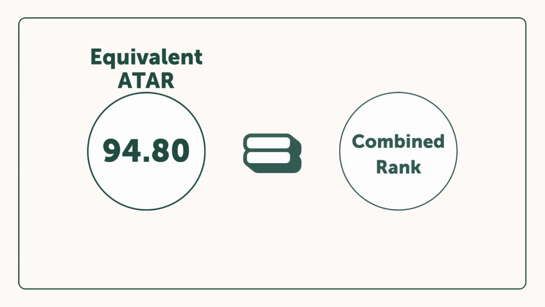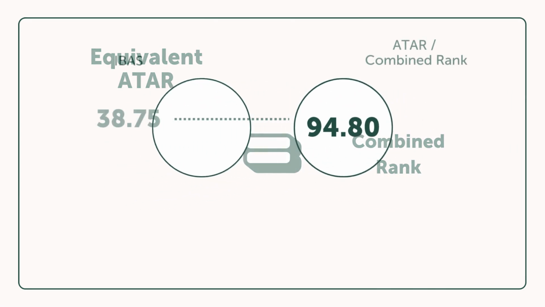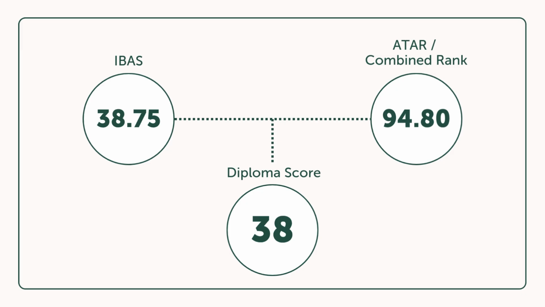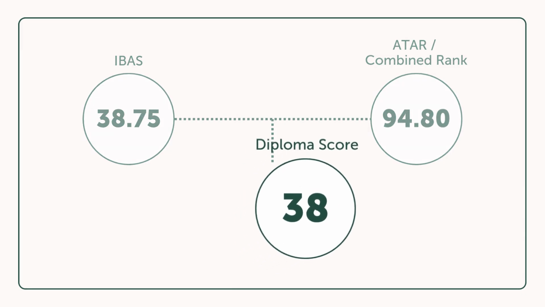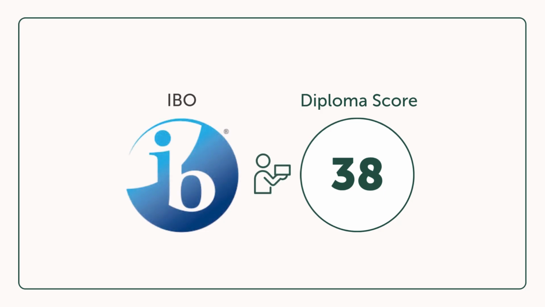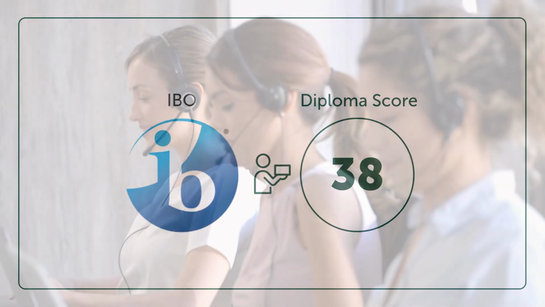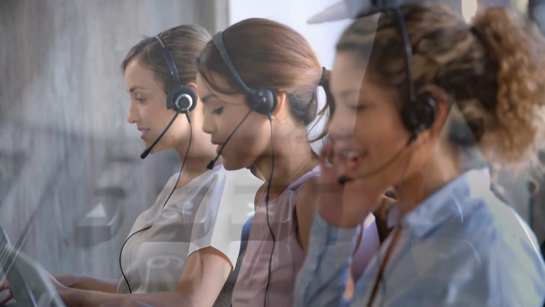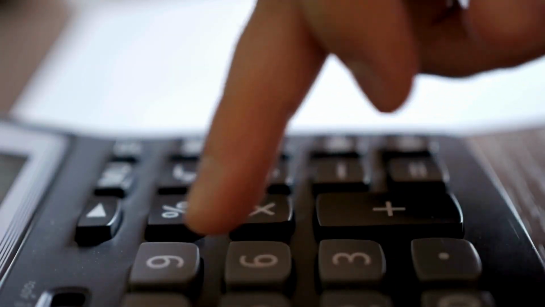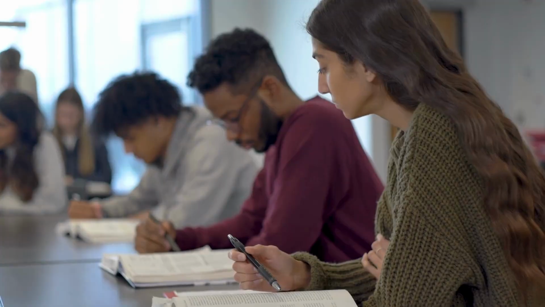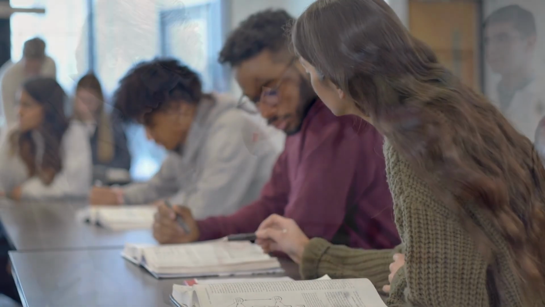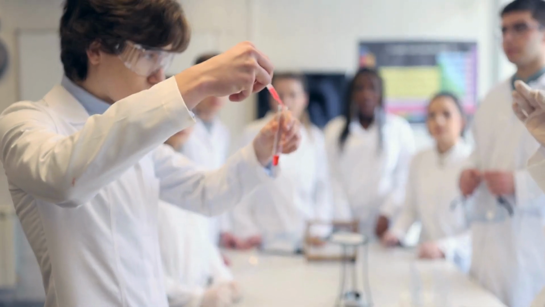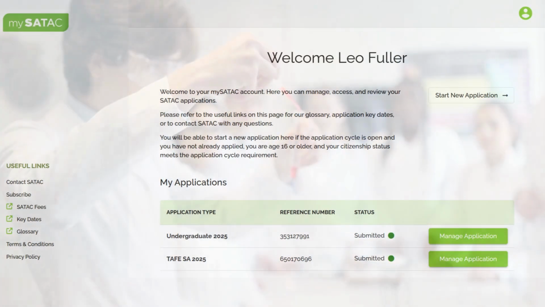It's important to remember that the IBAS and the combined rank don't replace your diploma score, which will always be the score given to you by the IBO. If there are any updates to your diploma score as a result of an inquiry upon results or an EUR or other changes from the IBO, they'll inform us and then we will recalculate your IBAS and your combined rank accordingly. You can rest assured that we are in constant communication with the IBO whenever there are changes to the final result of IB students who've studied in Australia, and those updates will be reflected in your SATAC application if you have one.